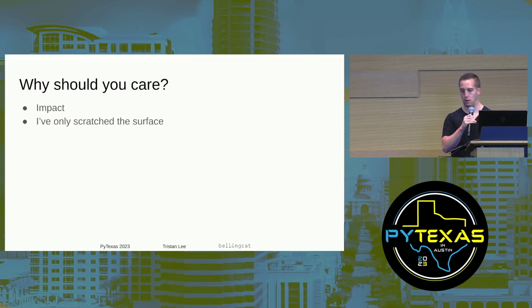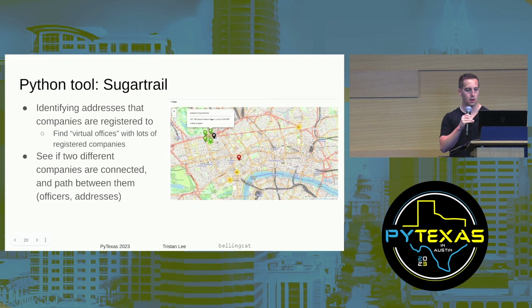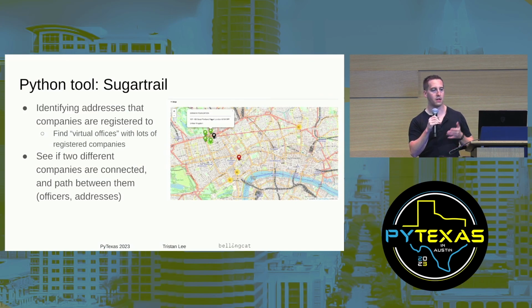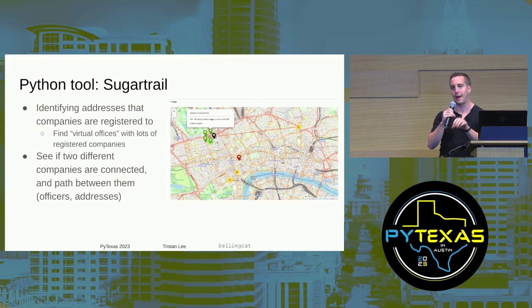So Sugartrail can do several types of investigations, including identifying addresses where one or more companies are registered, and that's useful for finding potentially suspicious offices with lots of registered companies. I think the coolest thing is that it can see if and how two different specified companies are related to each other by following the chain of companies, company officers, and registered addresses. And these types of analysis are useful for detecting potentially fraudulent companies and company officers.